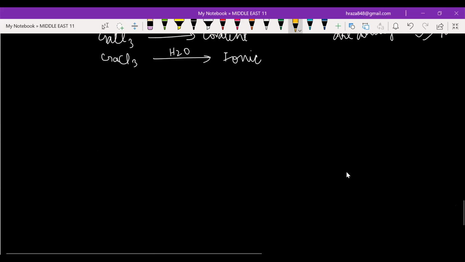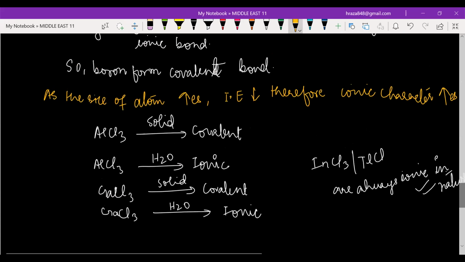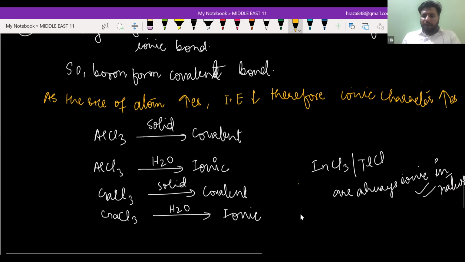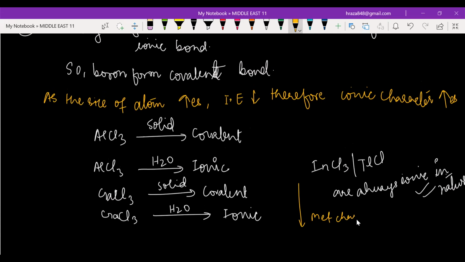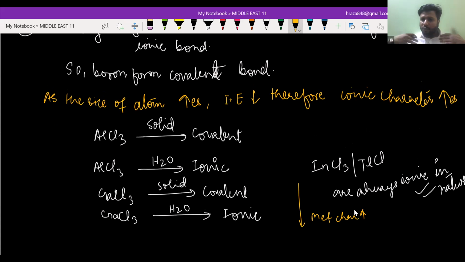Sir, can you repeat the reason why TlCl is always ionic? Okay. You know that down the group, metallic character increases. How do we measure metallic character? An element which can easily lose electrons is a metal. Down the group, size increases, so the distance between the valence electron and the nucleus increases. If the distance increases, the force of attraction between the nucleus and outermost electron will decrease, so it can easily lose an electron. And if it can easily lose an electron, then it will be ionic.